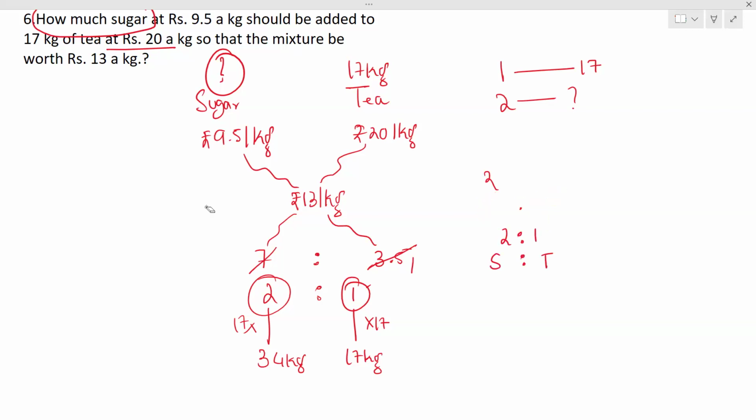What do I have? The ratio between sugar and tea as of now. Do I have this till here? No problem, right? You understood this part. So sugar and tea are in the ratio 2 is to 1. He is telling me the quantity of tea that he has. 17 kg. If one part is representing 17 kg, then two parts will represent double it, right? How much will that be? 34 kg. Everyone getting it? One part represents 17, meaning two parts will represent how much? Double it.